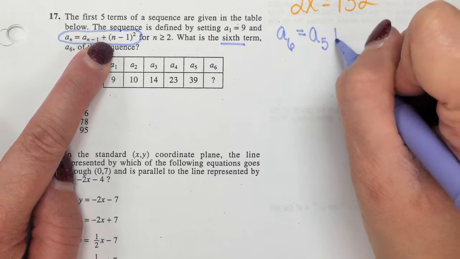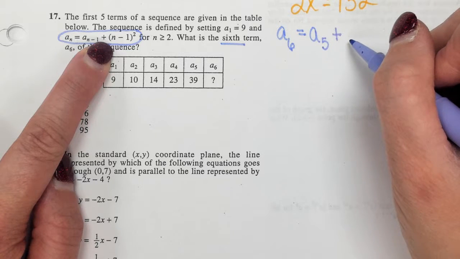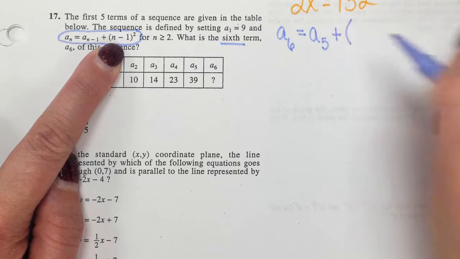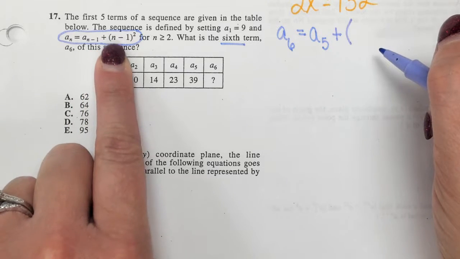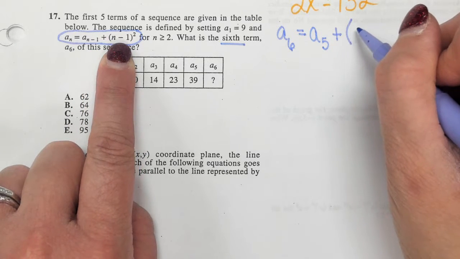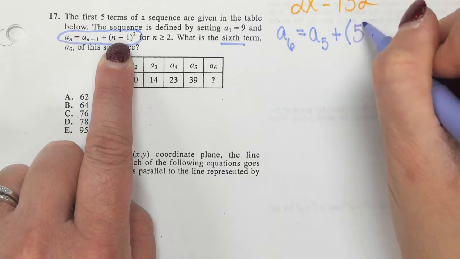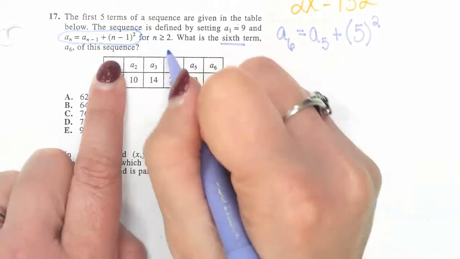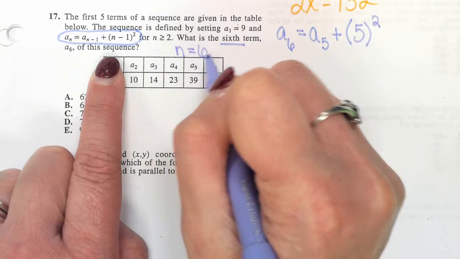Then it's got a plus sign. Then it's got a parentheses. What was our n value again? 6. So what's 6 minus 1? 5 squared. Let's write that somewhere, that n equals 6. That's what they're wanting us to do, okay?